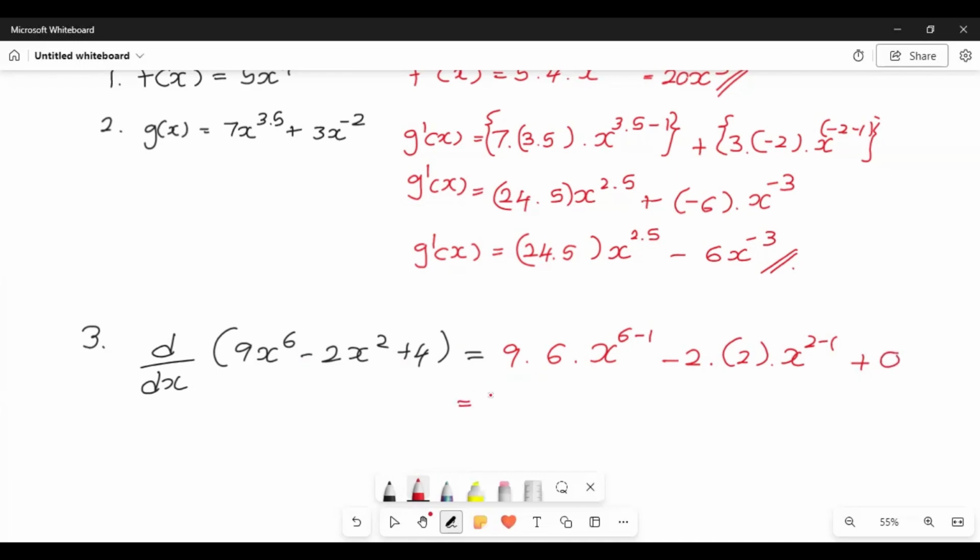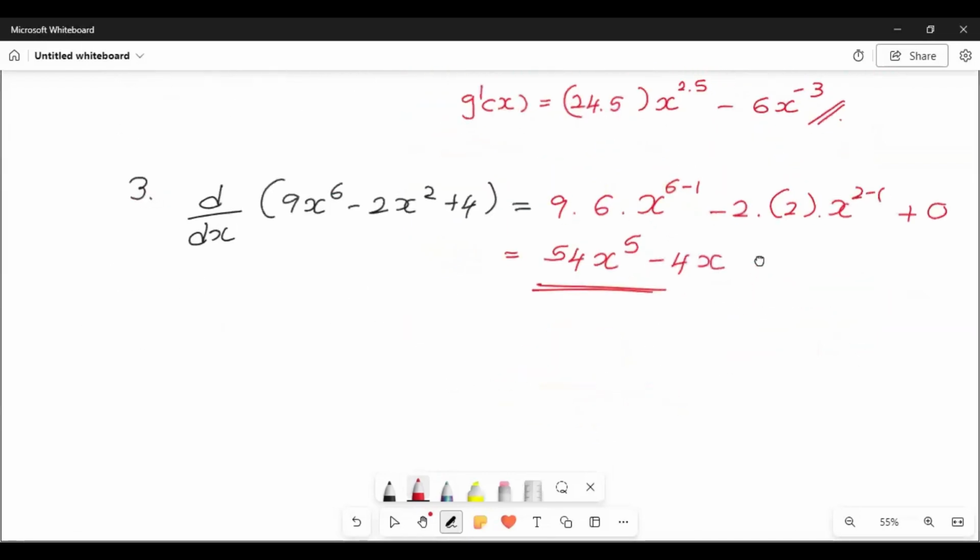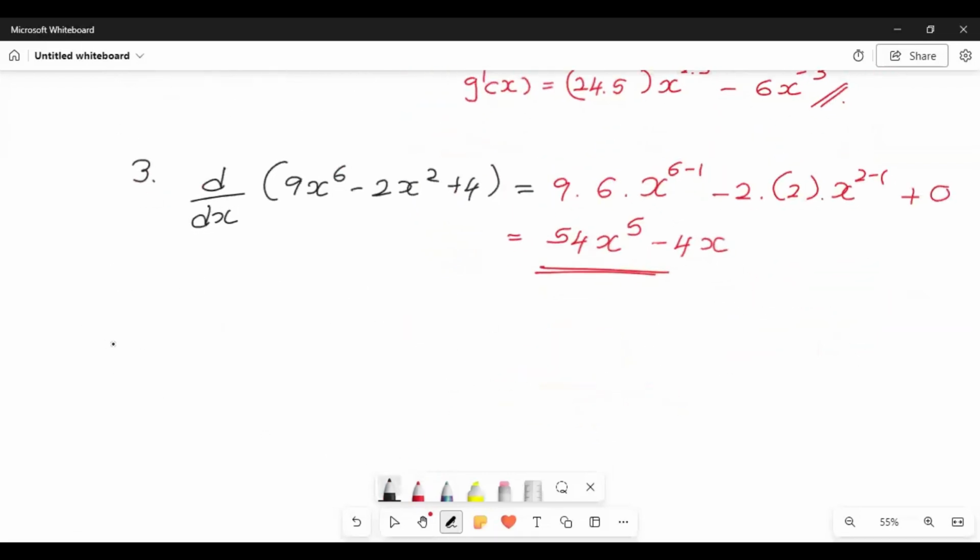So 9 times 6 is going to be 54. So this is going to be 54 times x to the power of 5, minus 4 times x to the power of 1, that is going to be x. So this is the answer. Okay, question number 4.